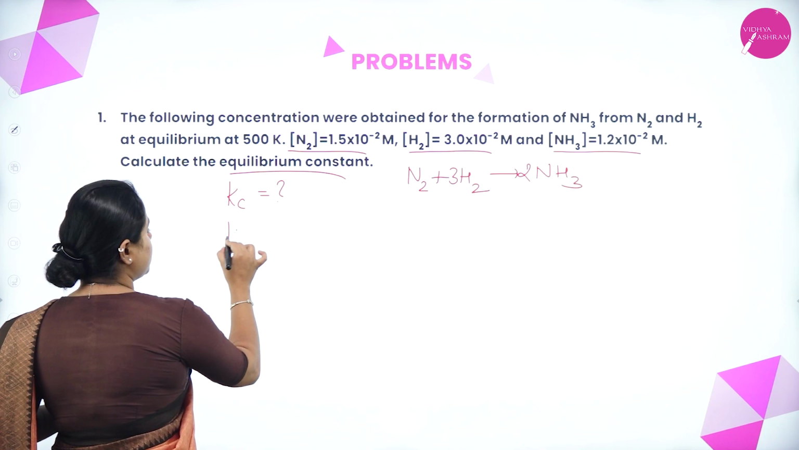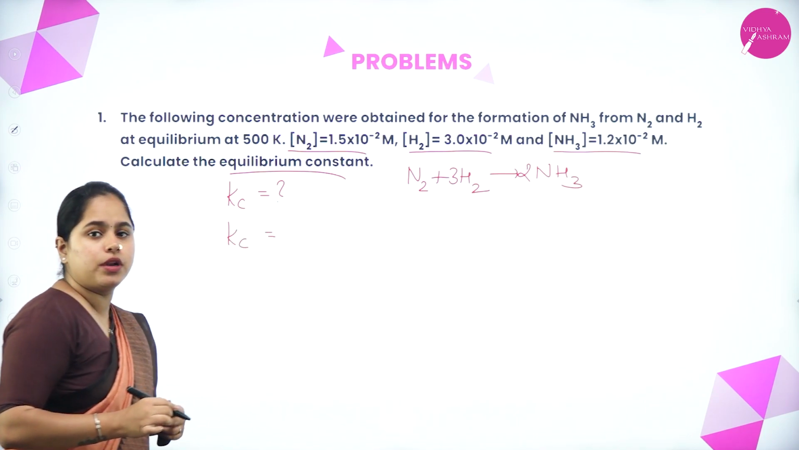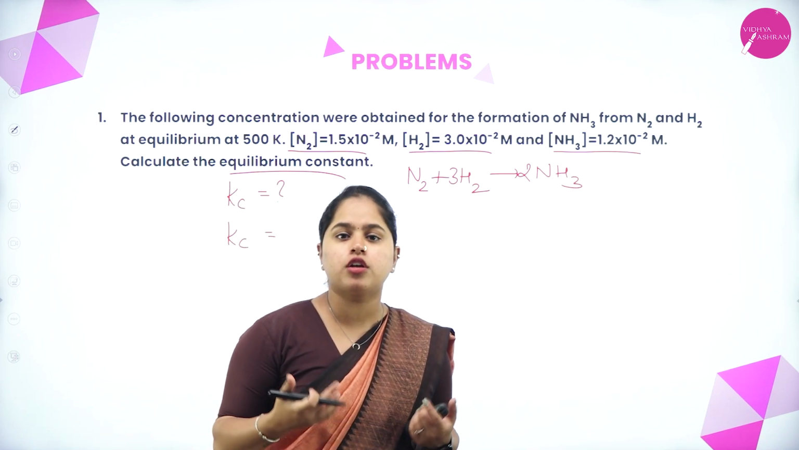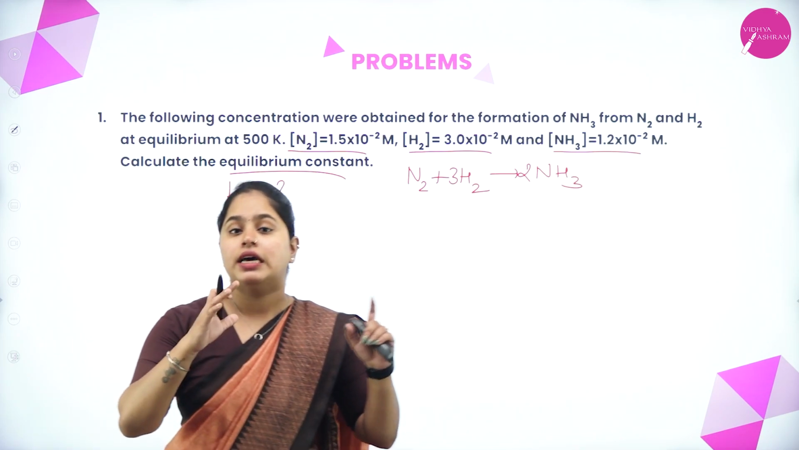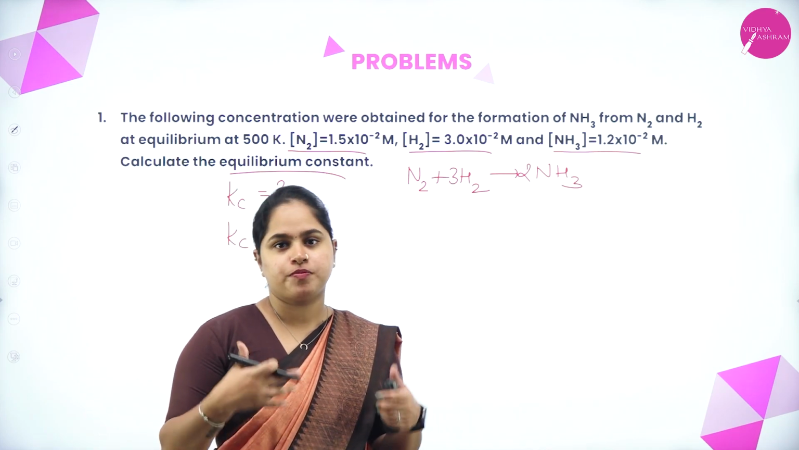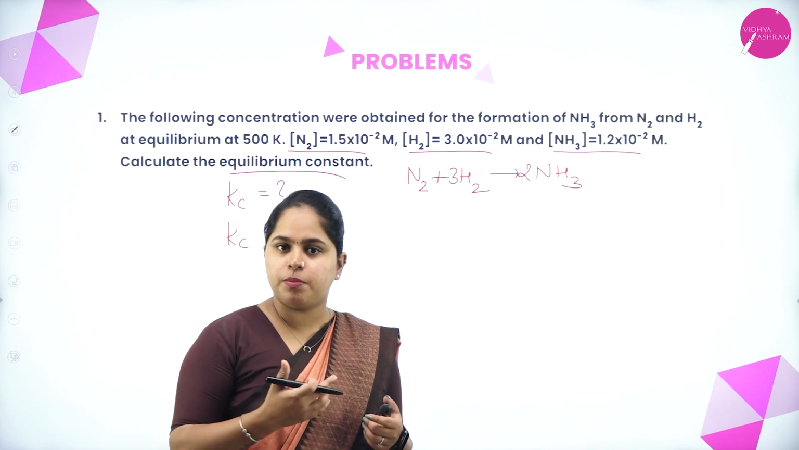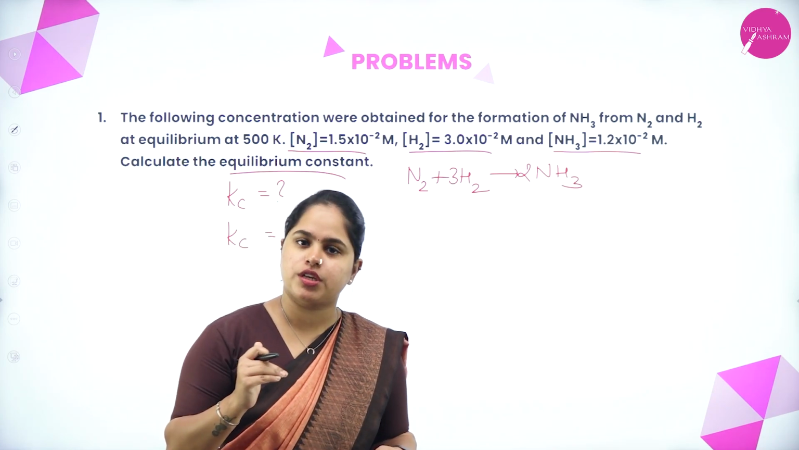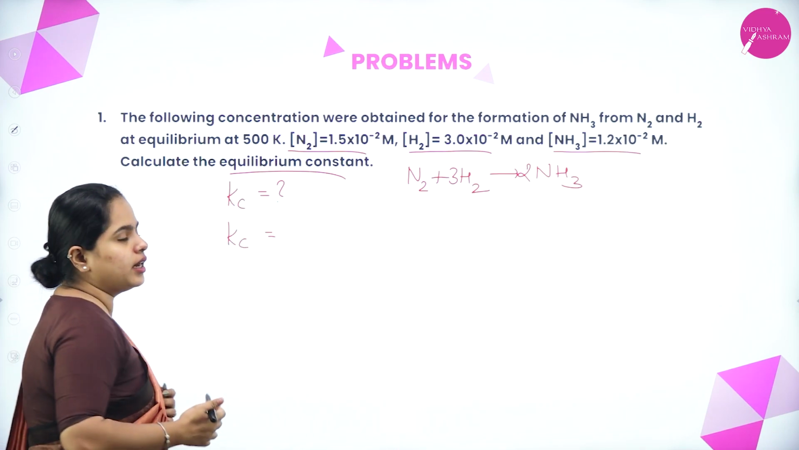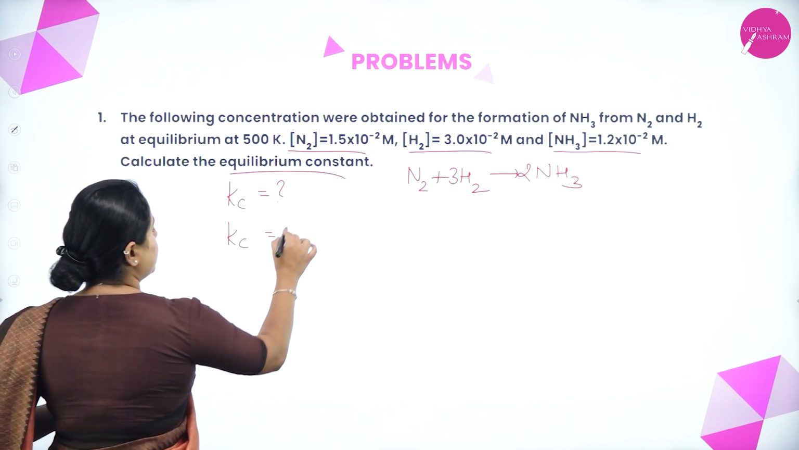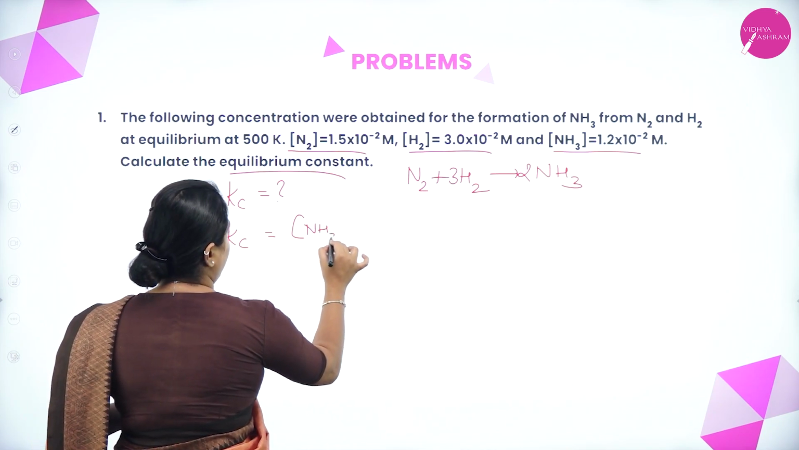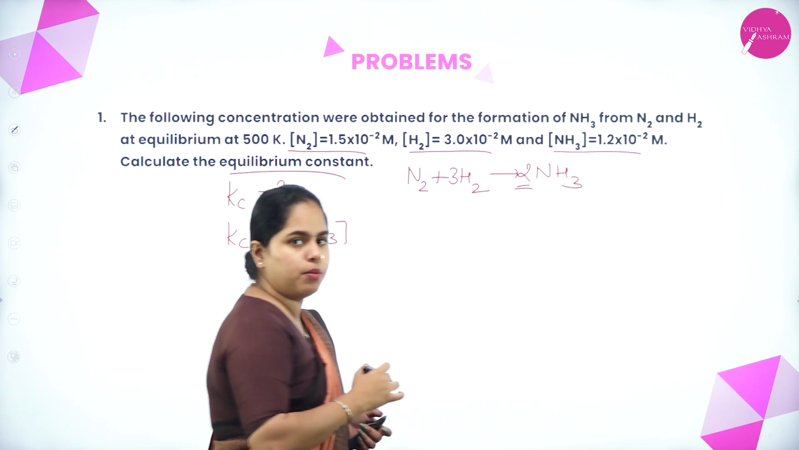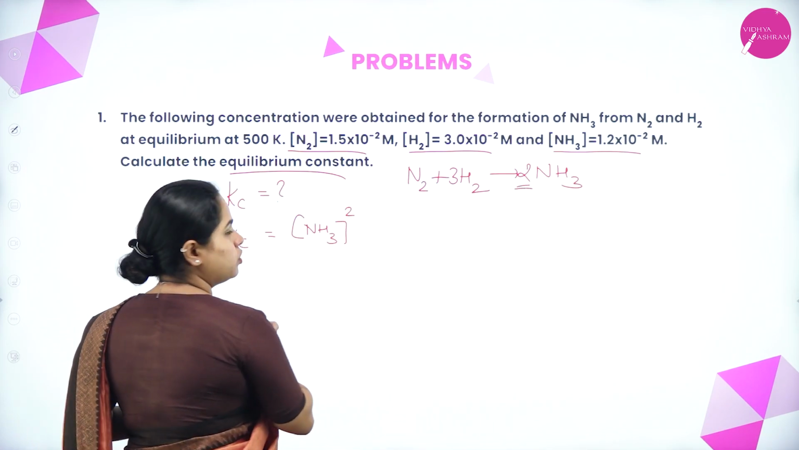So now what is the equation that we have studied to calculate the equilibrium constant? Kc is equal to the product of molar concentration of the products raised to the power which is equal to their stoichiometric coefficient, divided by the product of the molar concentration of the reactants raised to the power which is equal to their stoichiometric coefficient. So in here, what is the product? It is ammonia, right? So the molar concentration of ammonia raised to the power of the stoichiometric coefficient. It is 2. So ammonia raised to 2, right?